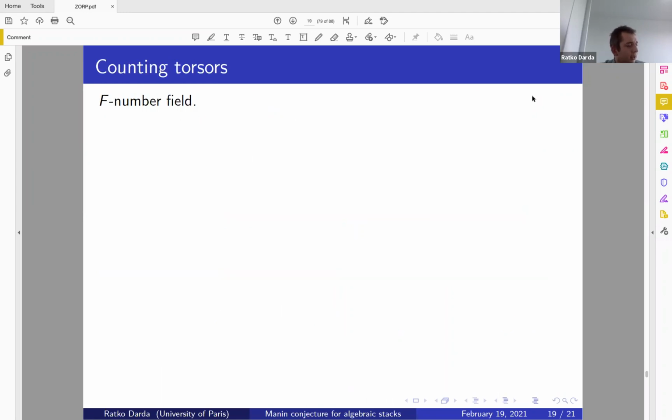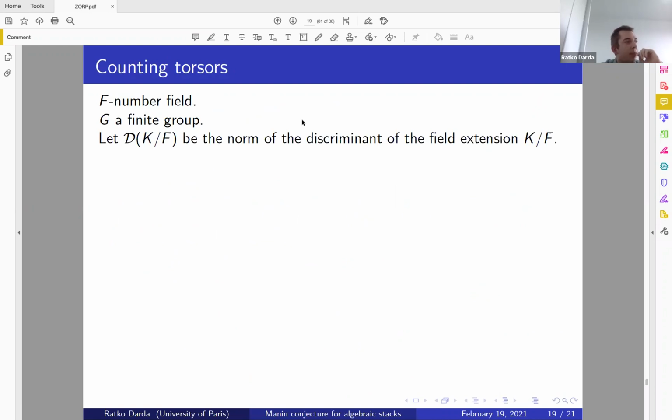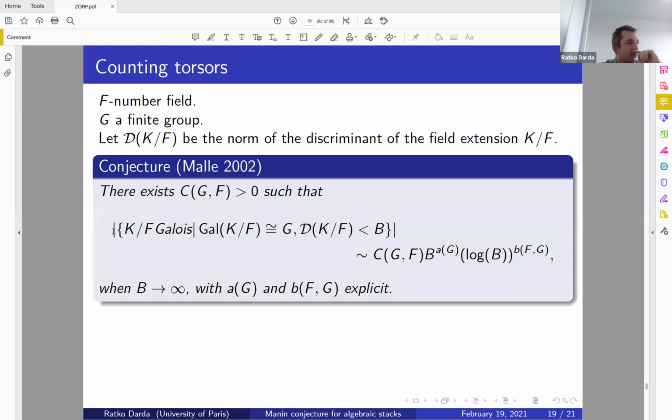Now let us relate it, in the last minute or two, with counting of torsors, another example of counting points of stacks. If you have a number field and a finite group, we will count extensions by the norm of the discriminant, and we have the conjecture of Malle, which predicts that the number of Galois extensions K over F with Galois group G and discriminant less than B is given by this asymptotic, where A of G and B_F of G are explicit invariants of G and of F respectively.